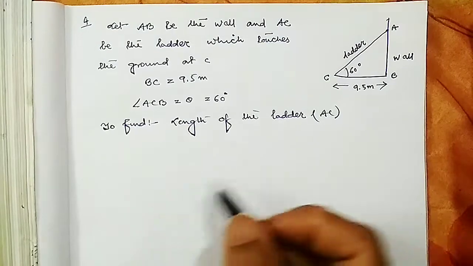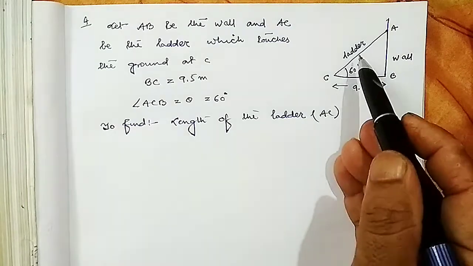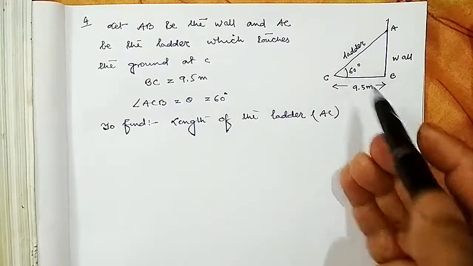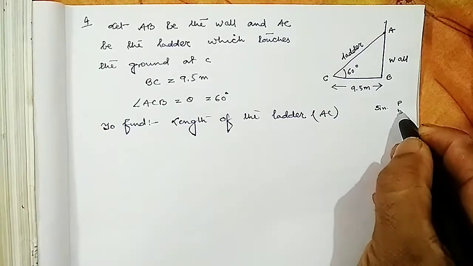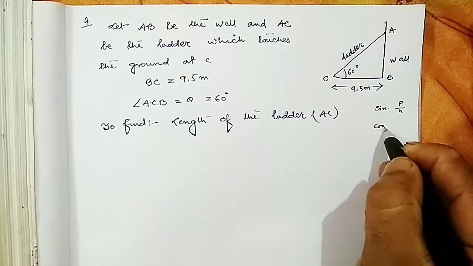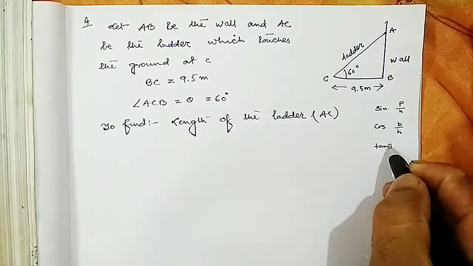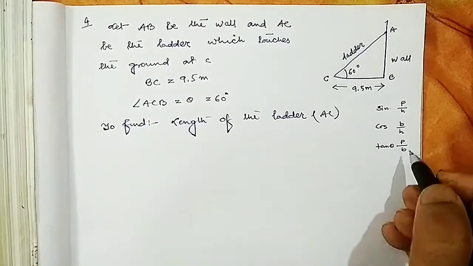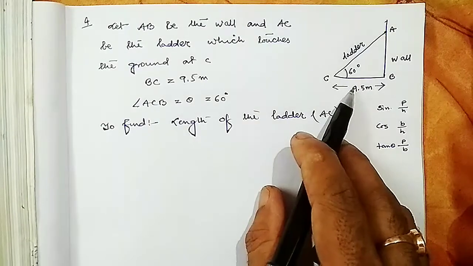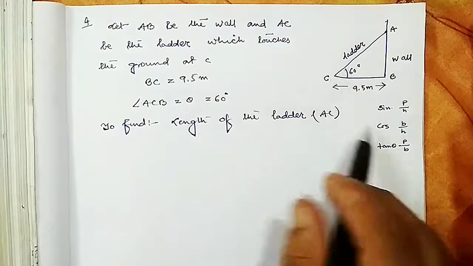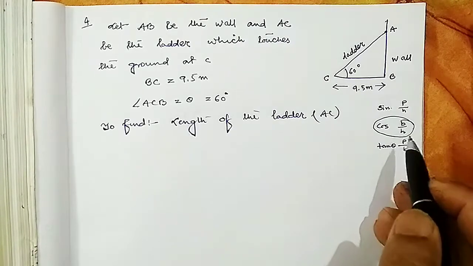Now we have to find this one. In this triangle, base is known and we have to calculate hypotenuse. We know sin theta relates perpendicular and hypotenuse, cos theta relates base and hypotenuse, and tan theta relates perpendicular and base. Now out of these three, one I have to use. Here base is given and hypotenuse is to be calculated. That means I have to use here cos theta.